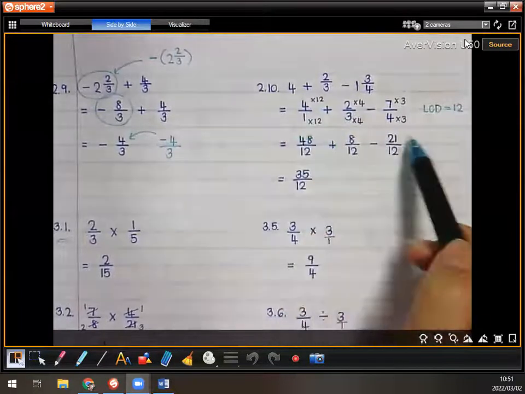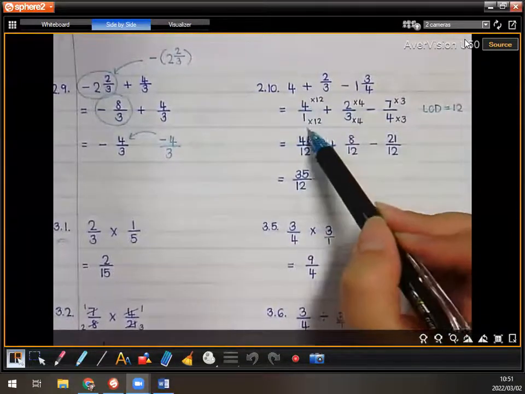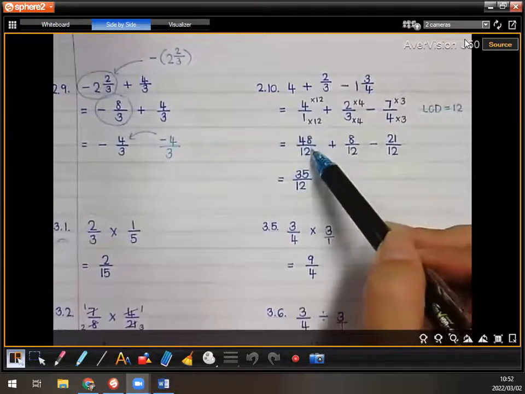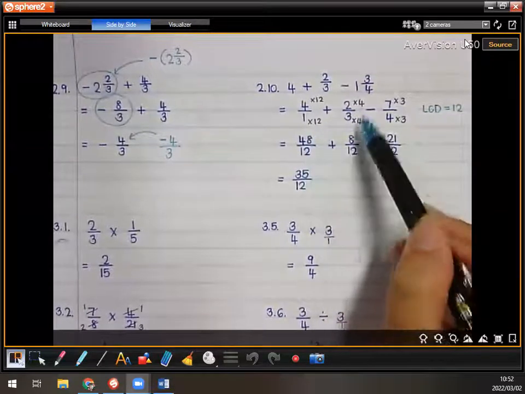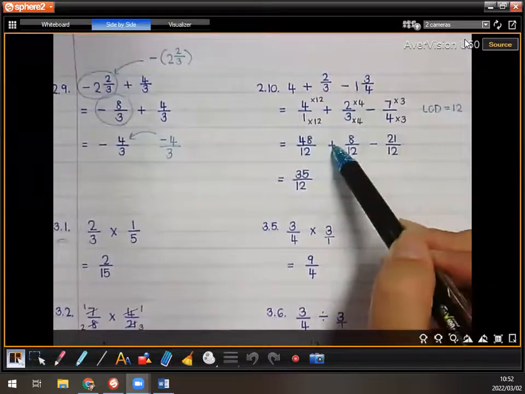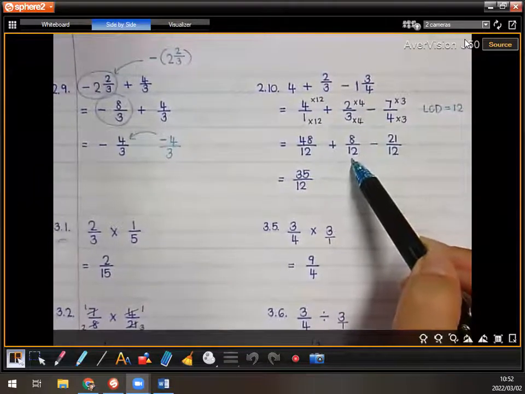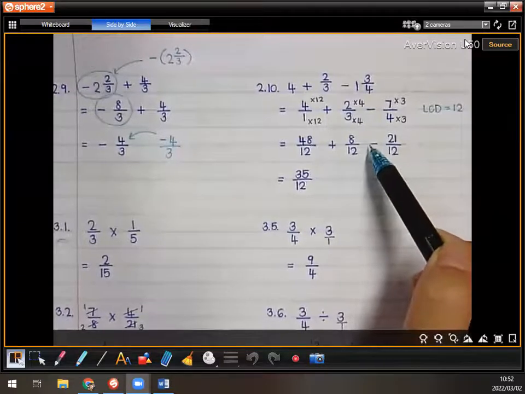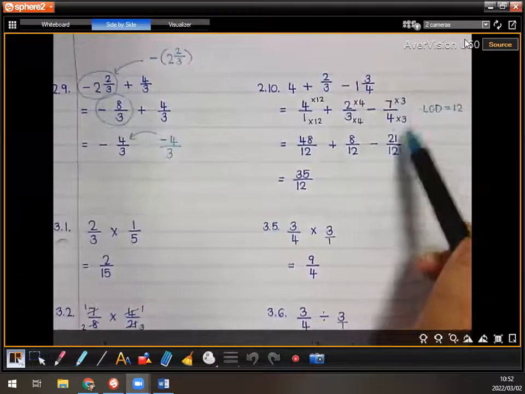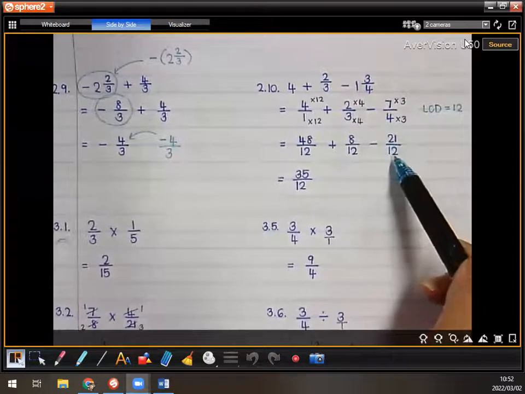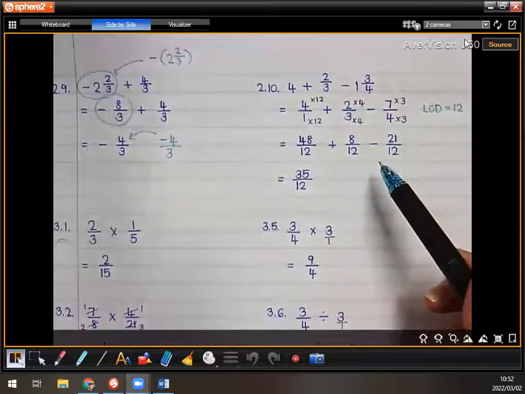So now you're going to do all of those multiplications. 4 times 12 is 48. And at the bottom, you have your denominator of 12. Now there's a plus, right? Because we're adding the next fraction. 2 times 4 is 8, and then that's over 12. And then we are subtracting. 7 times 3 is 21, and that is then also over 12.